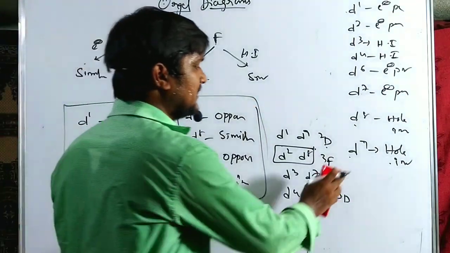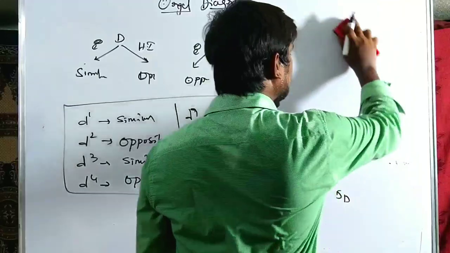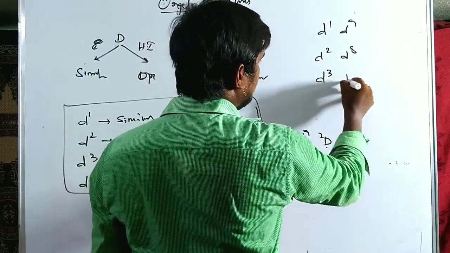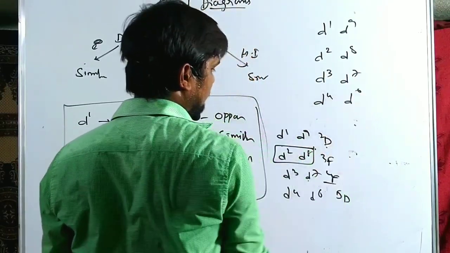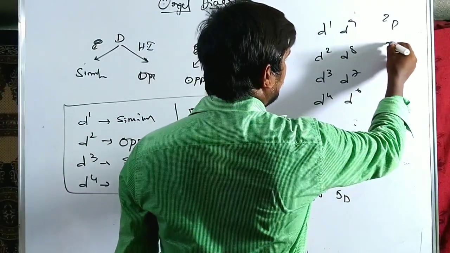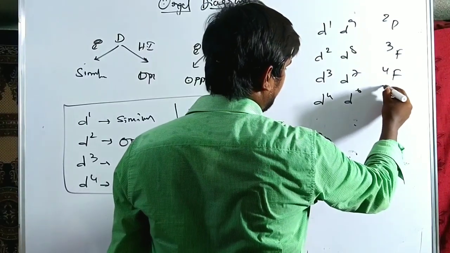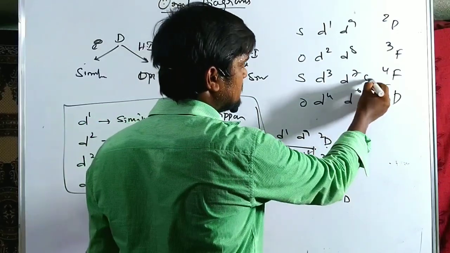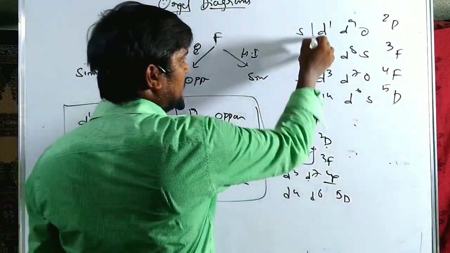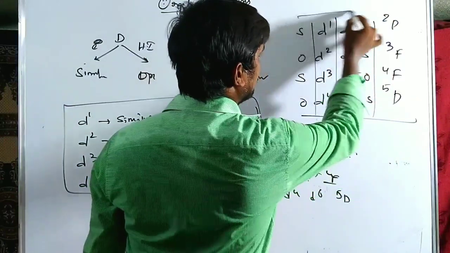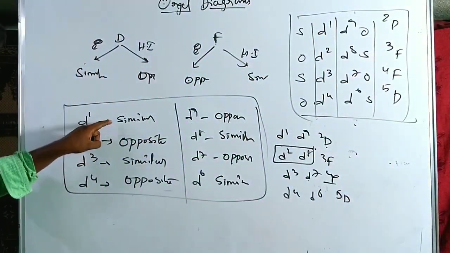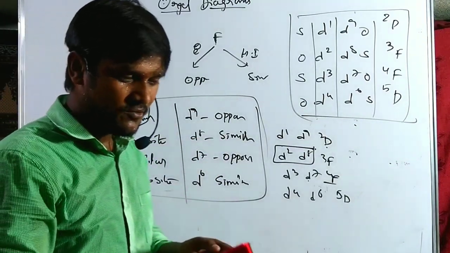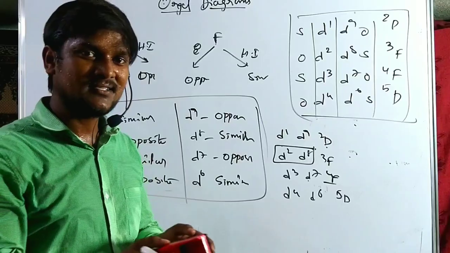Now finally I'll give the simple table. D1, D9, D2, D8, D3, D7, D4, D6. Here the terms are 2D, 3F, 4F, 5D. Now I'll give the simple hint: simple opposite. So if you have any doubts, check it with the structure. With the help of these terms, we construct the Orgel diagram.